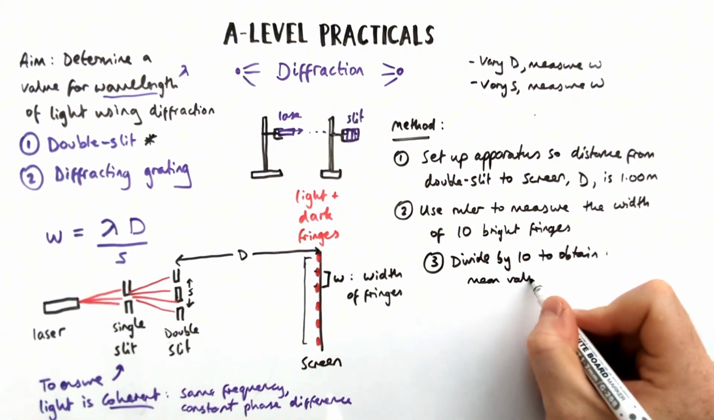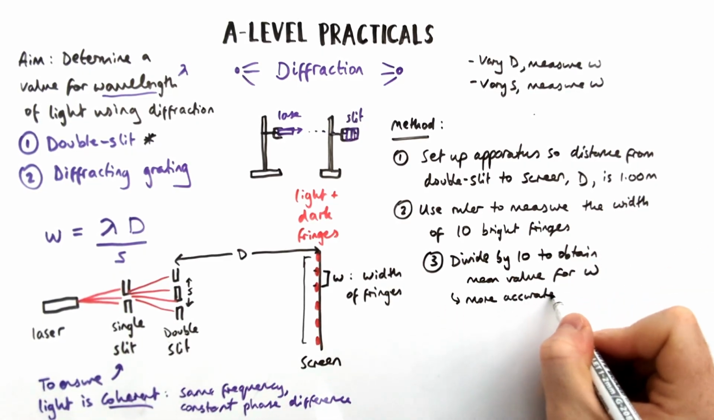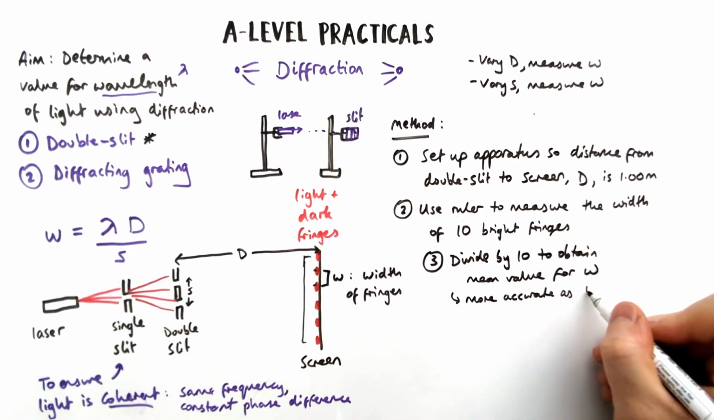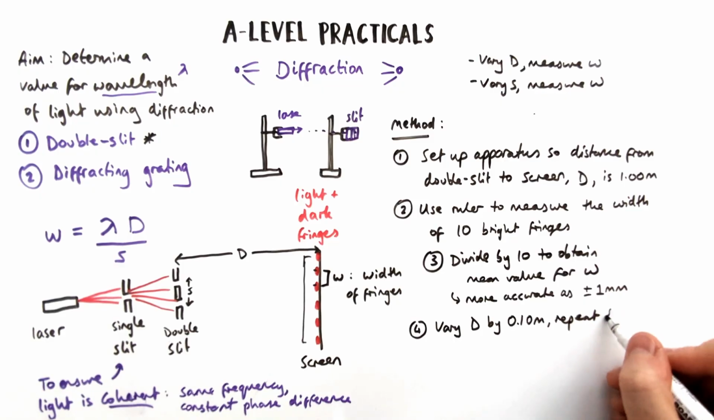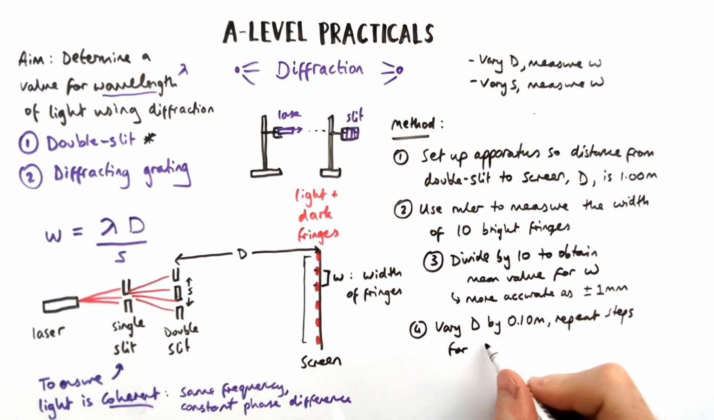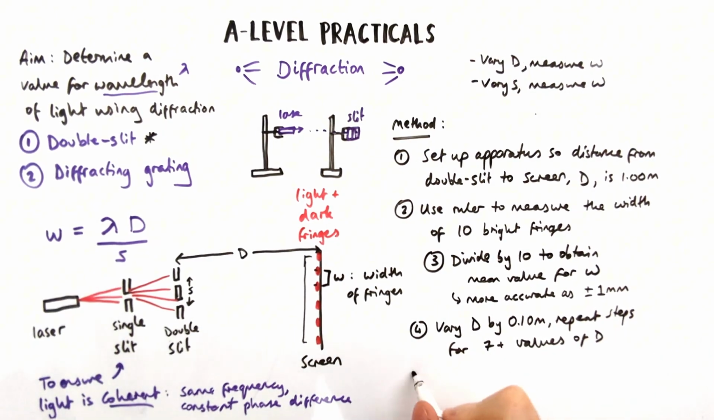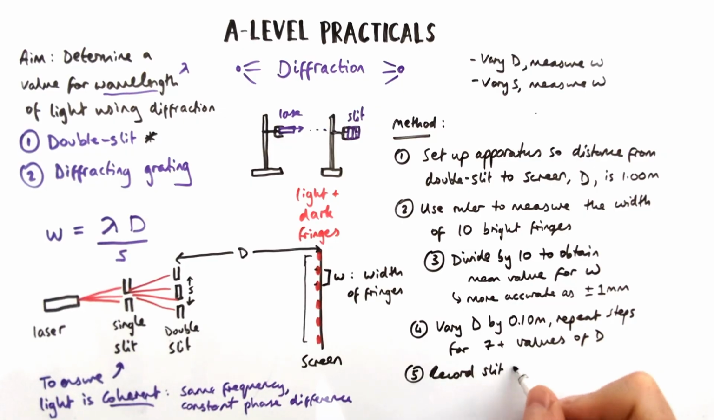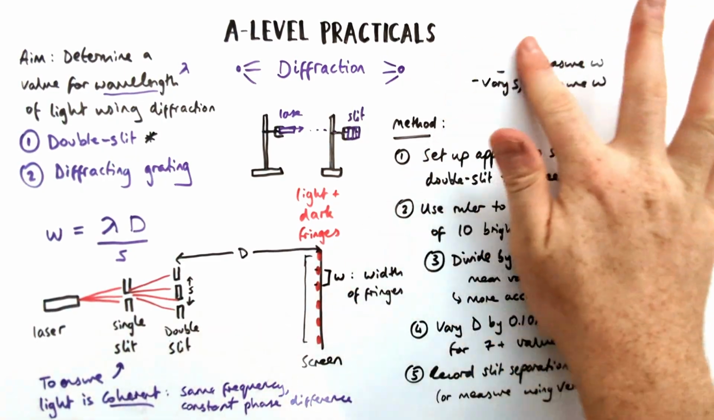So if the resolution on your ruler is plus or minus 1 millimetre, you've got quite a high percentage uncertainty if you just measure 1. Because you're measuring 10, that's likely to be a fair few centimetres, so you're improving the accuracy. We're then going to vary the distance between the slits and the screen by about 10 centimetres, then repeat these steps and gain values for at least 7 or 8 values of d. We're then going to record the slit separation, which is a constant, and that should be on the slits you've got. If you've manufactured them, you're very likely to be given that value. If it's not on there, you could use a vernier caliper to measure the distance between the centres of those slits anyway.